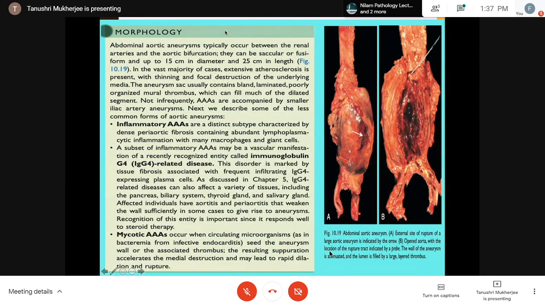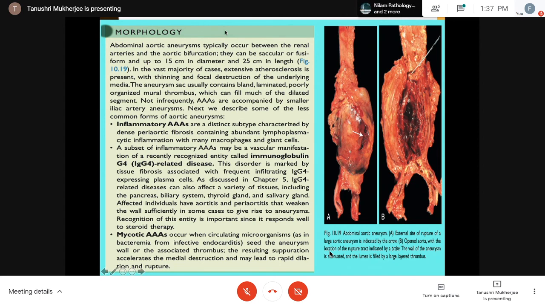Then among the other forms of aortic aneurysm is the inflammatory aneurysm. There is a dense periaortic fibrosis containing abundant lymphoplasmacytic inflammation, macrophages, and giant cells. And then there is something which is very recent and new, the immunoglobulin G4, IgG4 related disease. There is a marked tissue fibrosis with frequent infiltrating IgG4 expressing plasma cells.